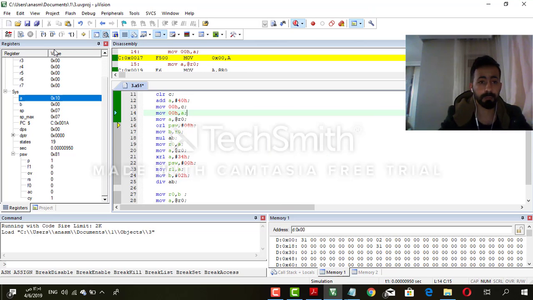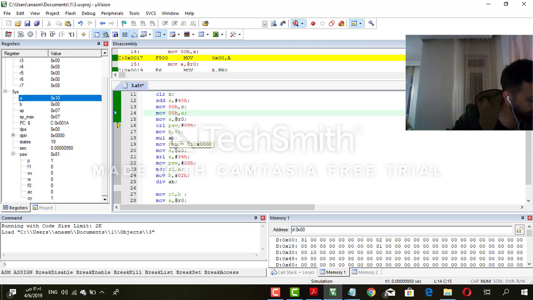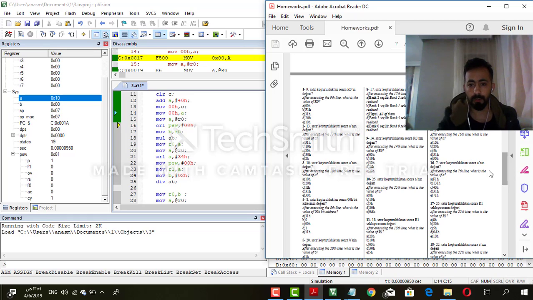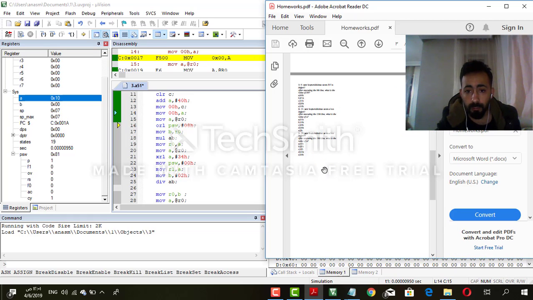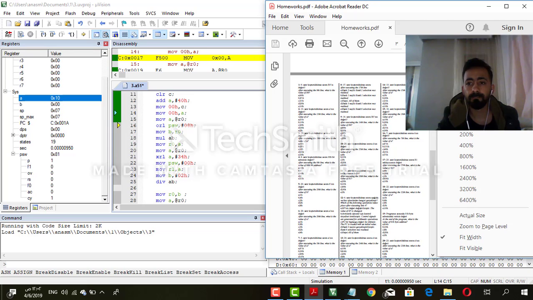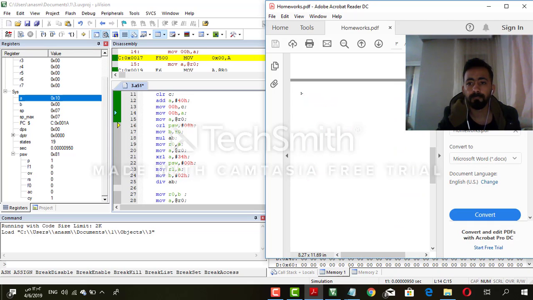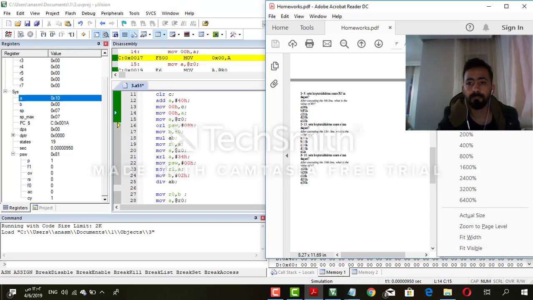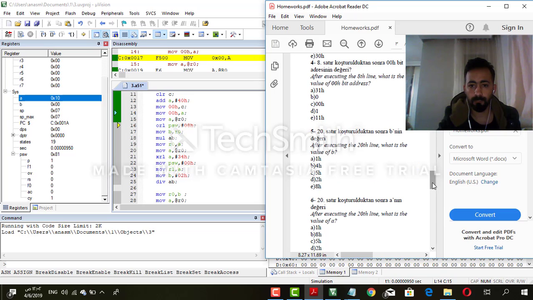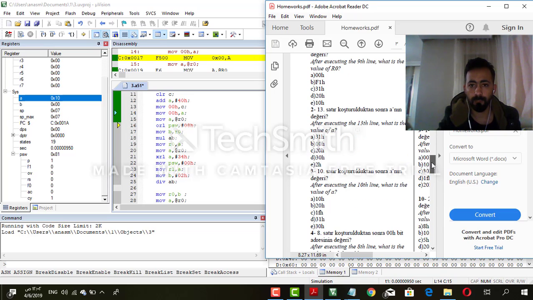Yes, there is a third question here. What's the value of A? The new value of A will be 10 hex. 10 hex.